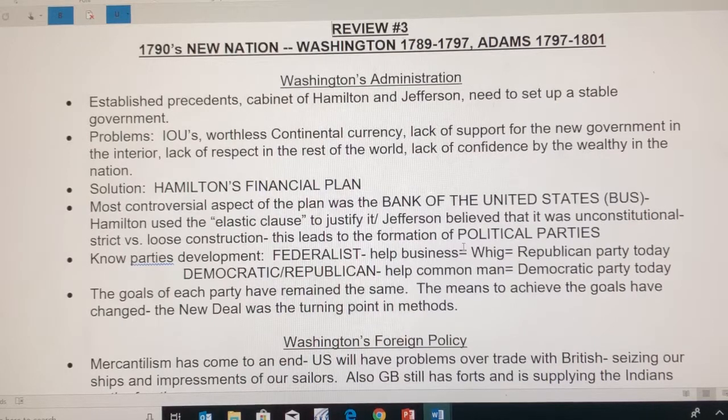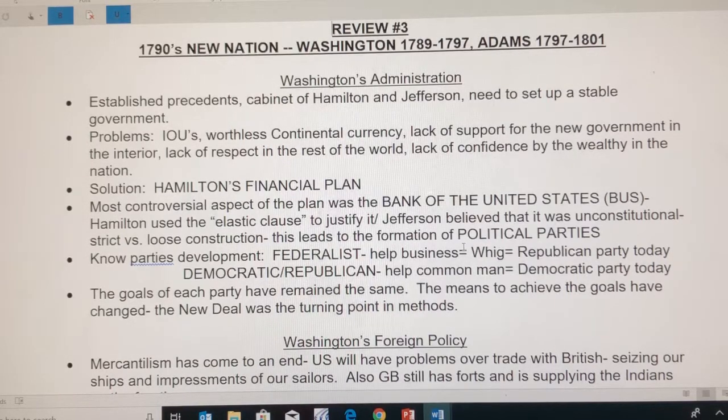Eventually we know the Federalist Party will die and they'll be replaced by the Whig Party, and eventually that will go to the Republican Party today. The idea is that they're all the same on this end because they favor business. We are going to see that the Federalists and the Whigs believe in big government, and our Republicans today believe in small government. We'll talk about that shift later.